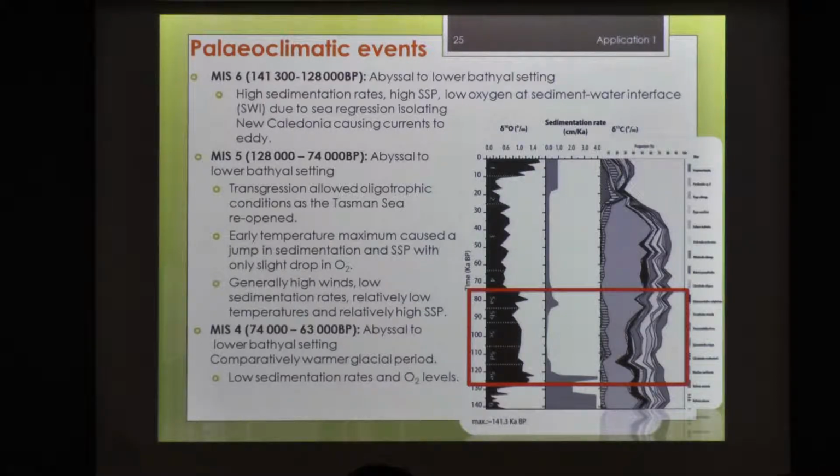Marine isotope stage 5, it was the same marine setting, but a transgression allowed more oligotrophic conditions to return to that region of the Tasman Sea. There was an early temperature maximum, which caused a jump in sedimentation and sea surface productivity with only a slight drop in oxygen levels. This period typically had high winds, low sedimentation rates, relatively low temperatures, and relatively high sea surface productivity. Marine isotope stage 4 is again the same marine setting.